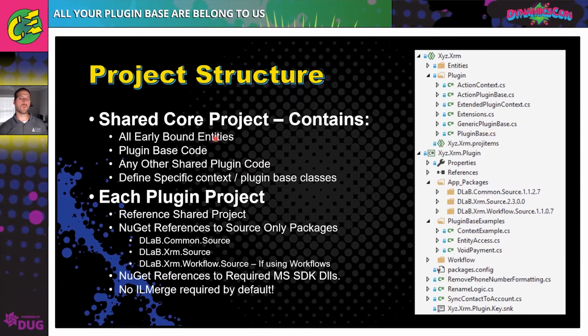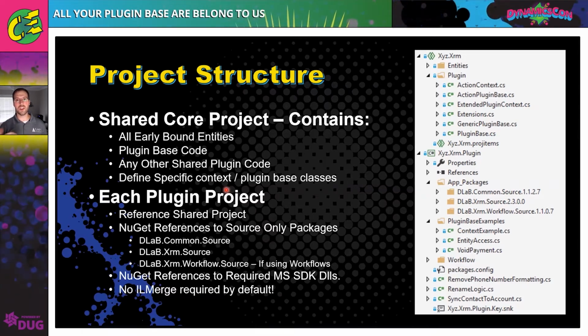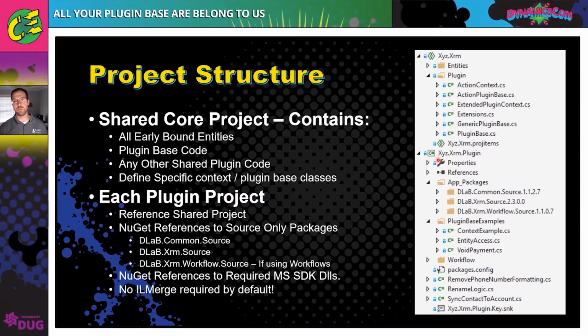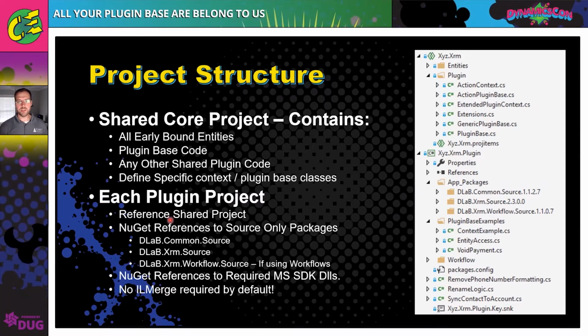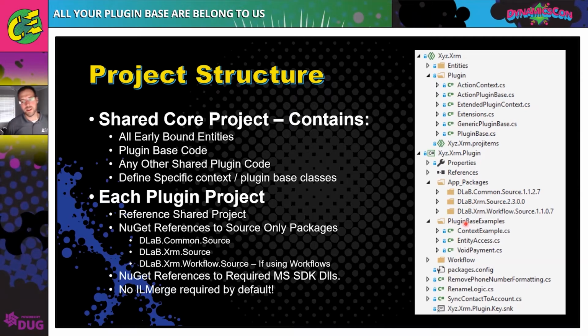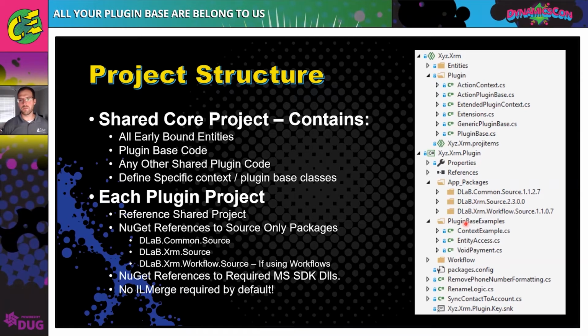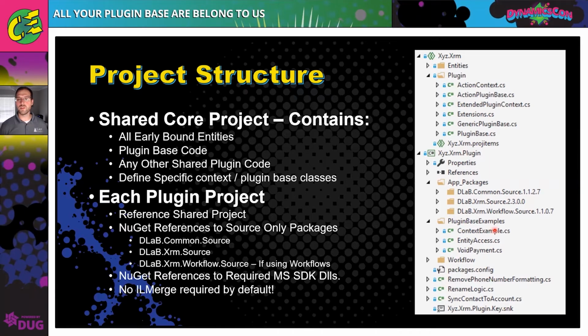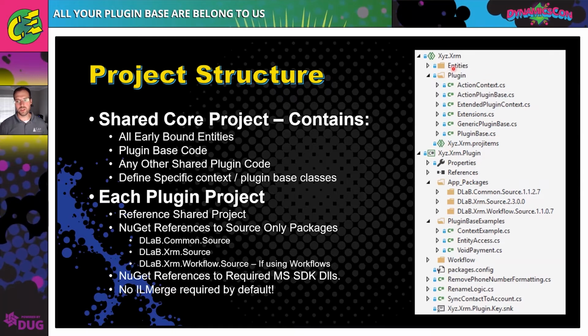So that shared core will contain your early bound entities, your plugin base code, any other shared plugin code you want to use, and also define your specific context and your plugin base classes. All of that could be in that shared project, and then used within multiple actual C# plugin projects. In each plugin project, we'll reference the shared project, and then I also have references to NuGet source-only packages. It's kind of weird that I'm doing two different things here. I'm doing both shared assemblies as well as source-only NuGet packages. And the reason is this is totally your project, your code, your stuff.